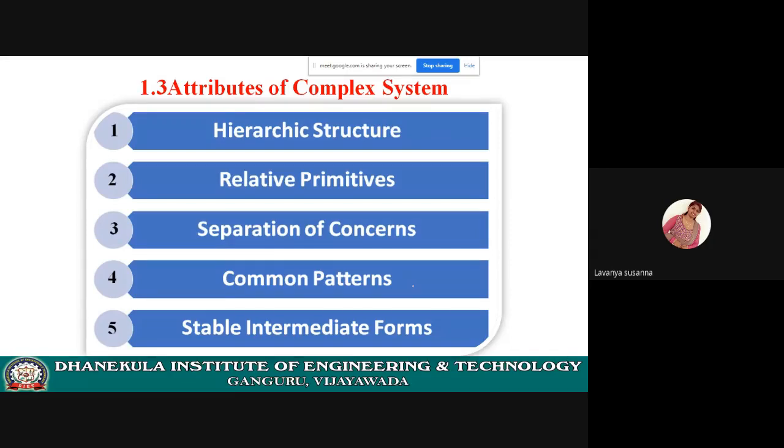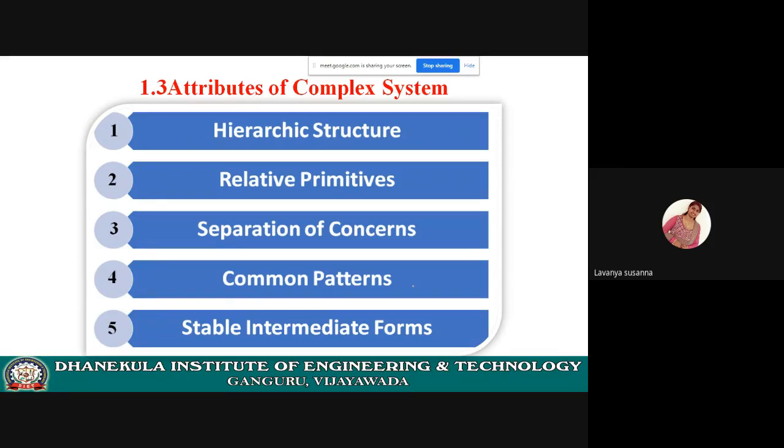What are those? See here, there are 5 attributes. These are very important. Listen carefully. 5 attributes of complex system, or features, or properties, whatever it may be. First one is hierarchic structure. Next feature is relative primitives. Next is separation of concerns. Fourth one is common patterns. Fifth one is stable intermediate forms.